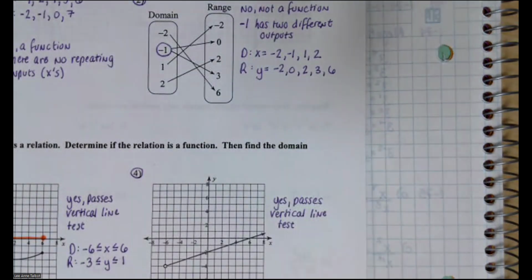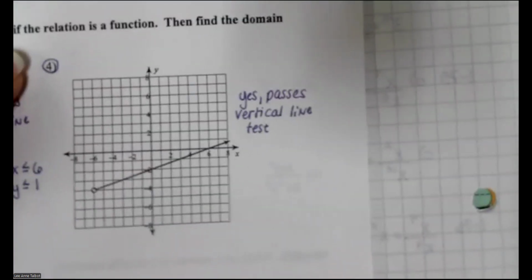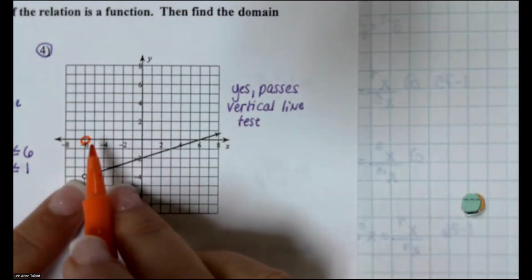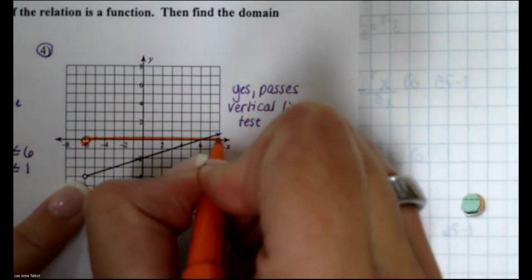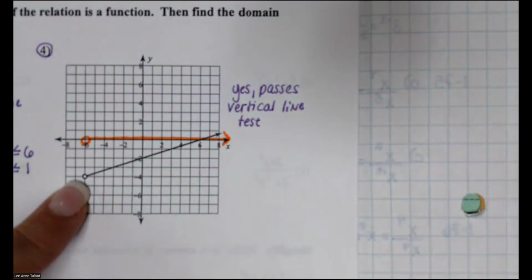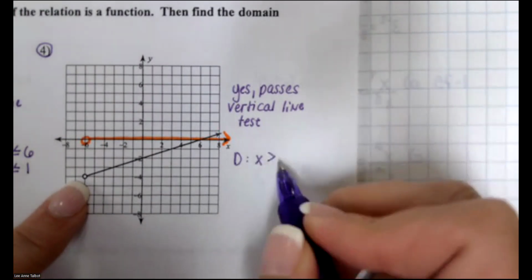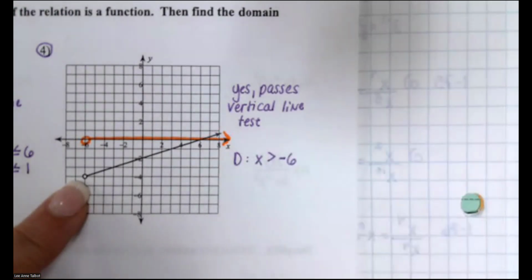Okay, now this I think personally is probably the hardest domain and range to do because it's an array. So let's zoom in and go slowly. My very leftmost point is here and it's open, so I'm going to put an obnoxiously large open circle here and put my arrow going forever that way. So domain is x is greater than, and don't put the or equal to because it's open. So greater than -6.